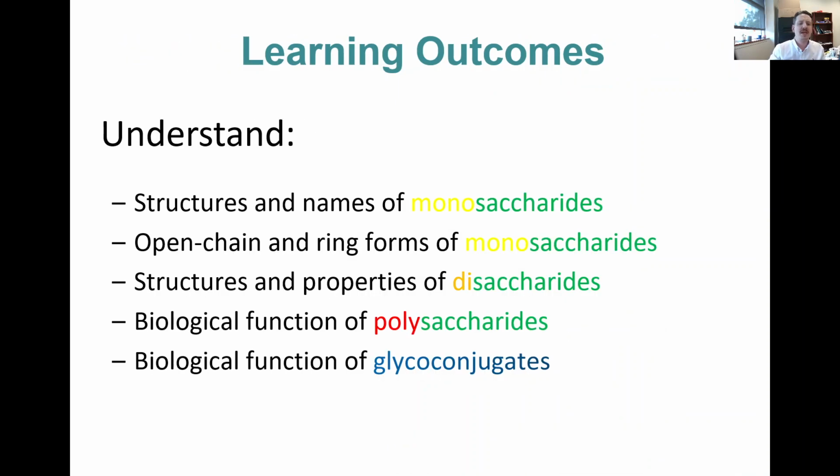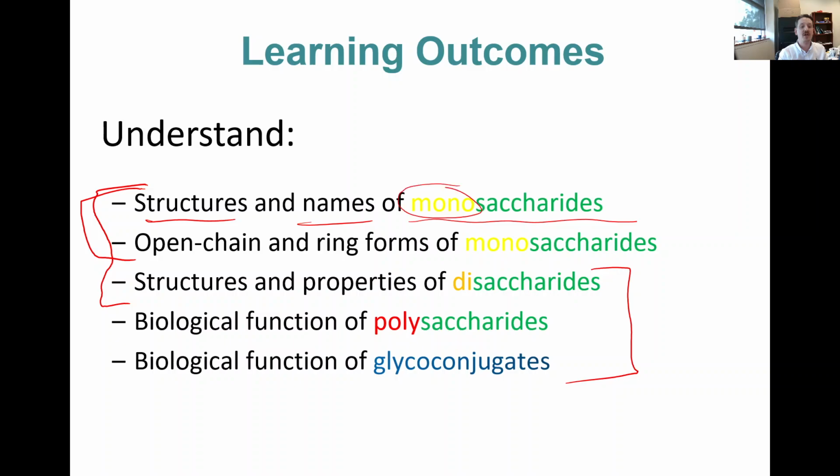So what I would like you guys to understand is really just these top two. And these bottom three are what I would follow up with in the class with our formal lectures. But really I'd like to introduce to you guys the structures and the names of monosaccharides. So mono, one, saccharide, sugar, so just the single sugars. And also understand the open chain and ring forms of those monosaccharides.